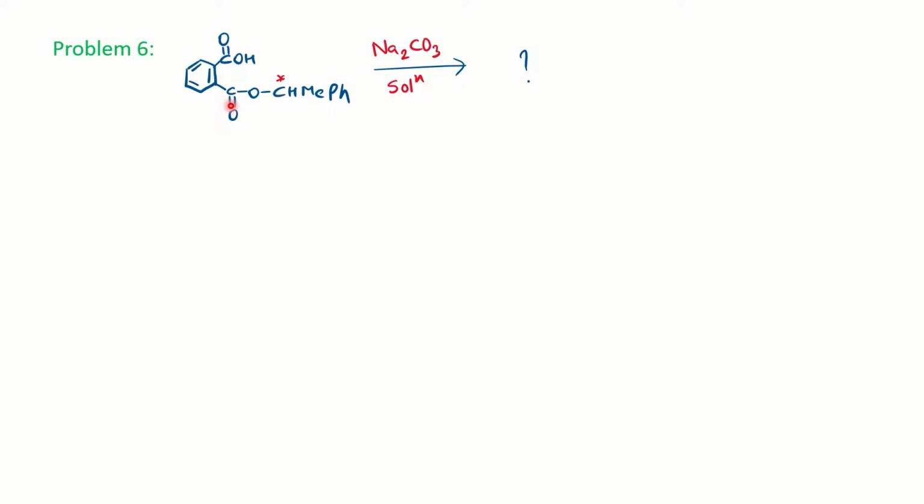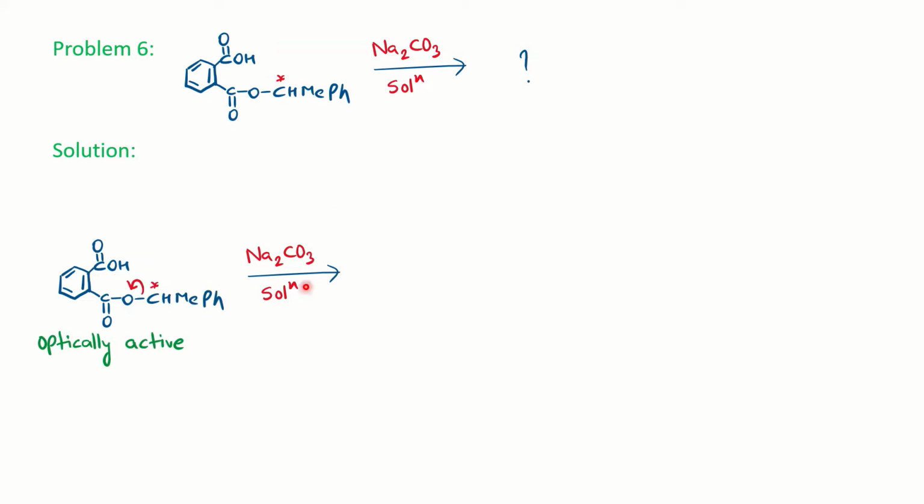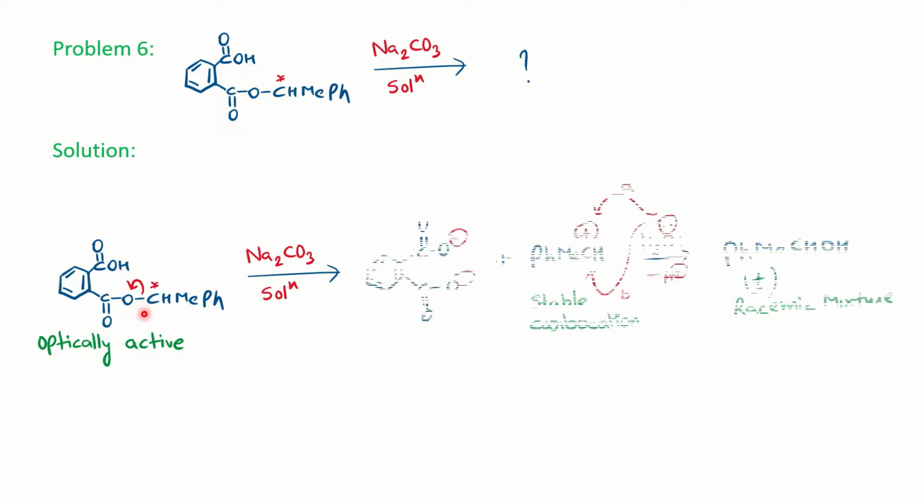Now, this is again an ester, but here the conditions are mild. You have a mild alkaline system here. So here again, if you notice, you have a chiral, optically active compound, and if you think of fragmenting this C-O bond, which makes a carbocation formation, which is a stable carbocation stabilized by the aromatic ring. So this is base catalyzed alkyl cleavage.